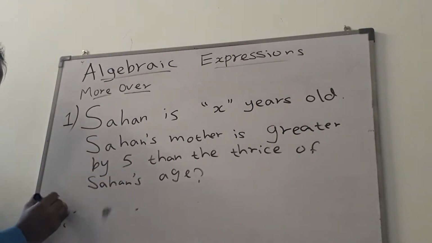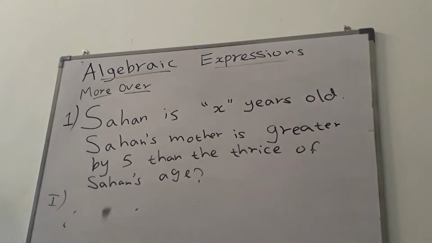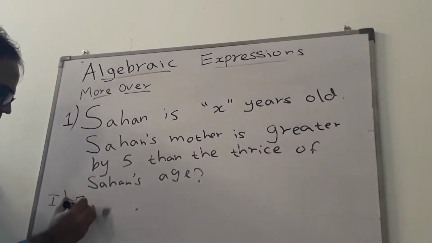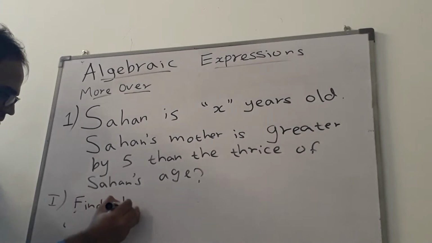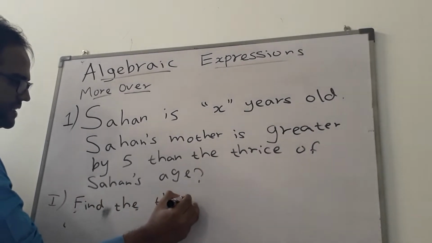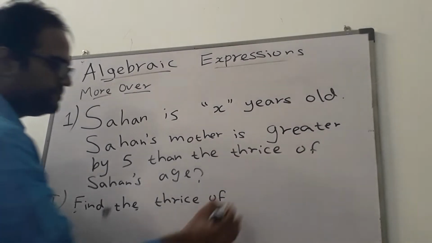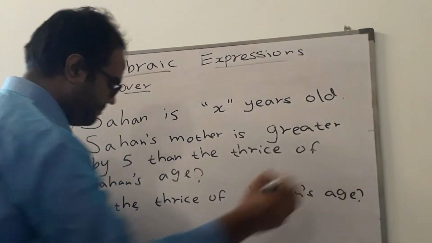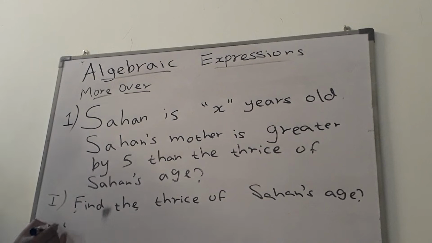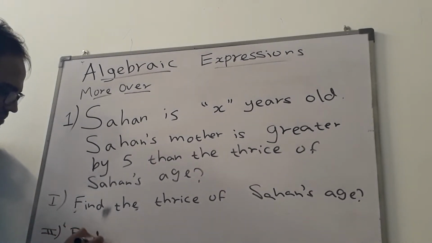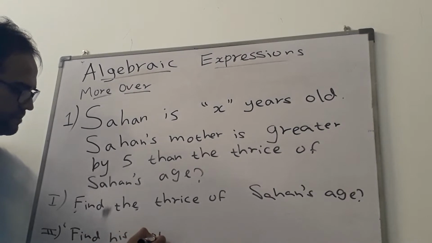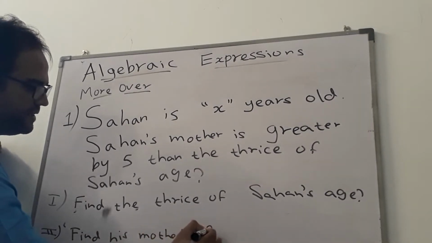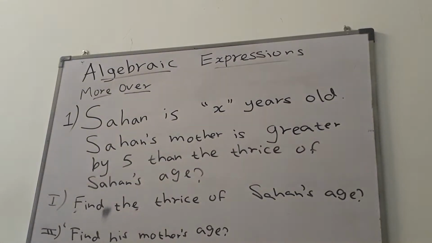First part: find the thrice of Sahan's age. Second part: find his mother's age. Okay, first question. We have to find thrice of Sahan's age.